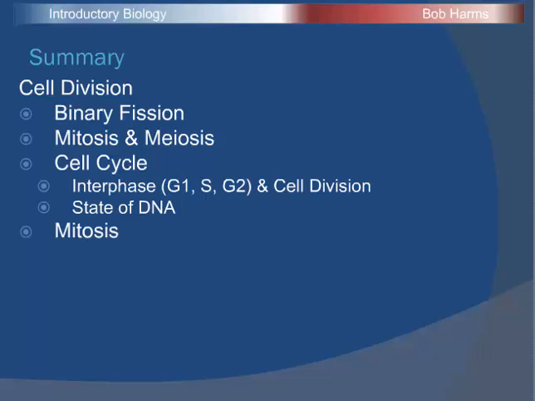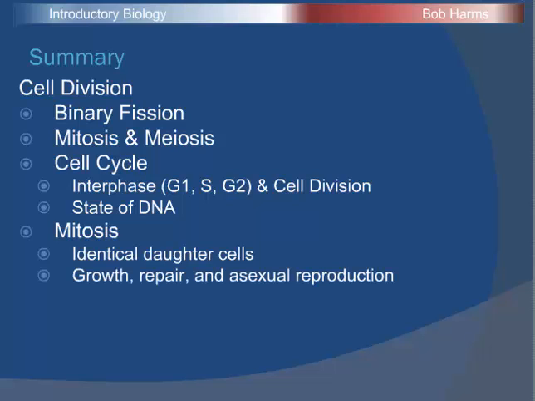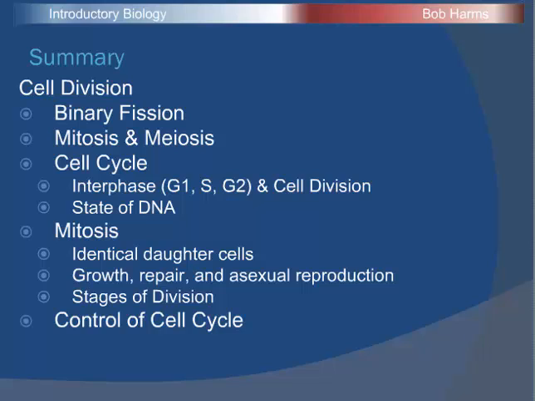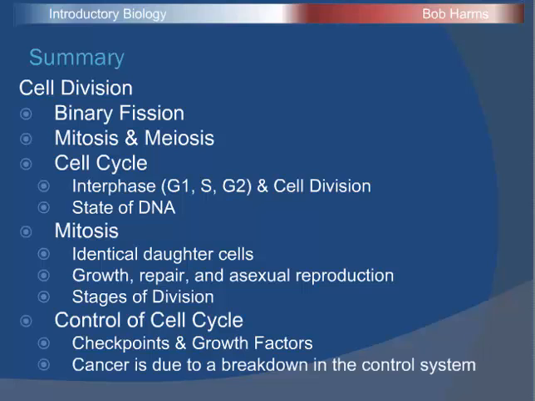We did focus on mitosis today. In mitosis we said we're going to generate identical daughter cells responsible for growth, repair, and asexual reproduction. And we went through all the different stages and looked at our process of mitosis and how we're going to get those identical daughter cells. And then we wrapped up looking at that control of that cell cycle. We've got our checkpoint system and our protein growth factors that regulate which cells are dividing and how often they're dividing. And we know that cancer is a disease associated with a problem with the cell cycle control and a breakdown in the normal control system.